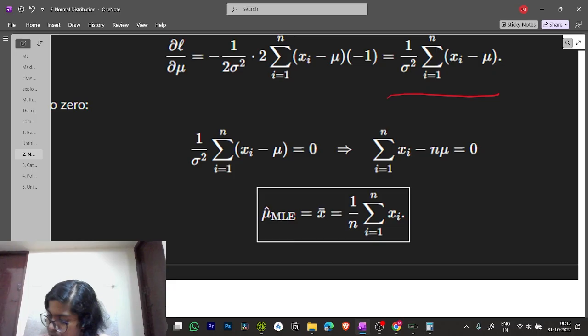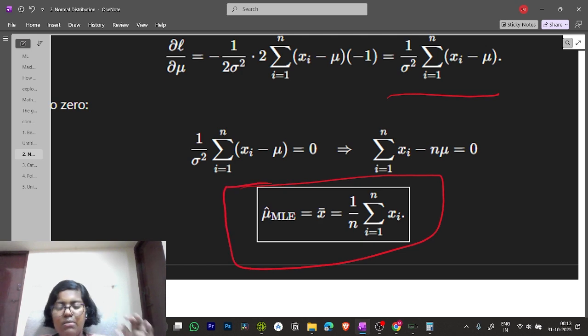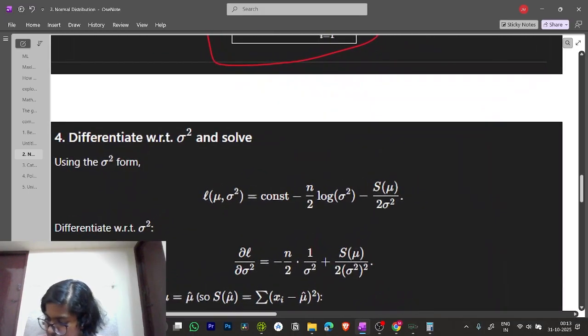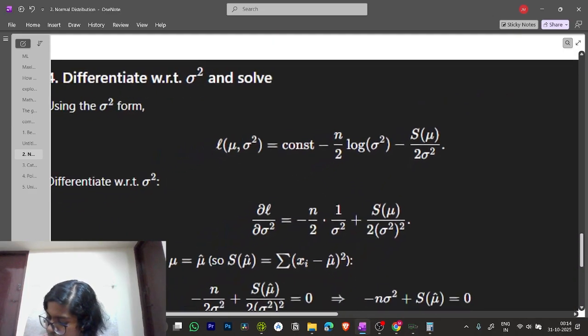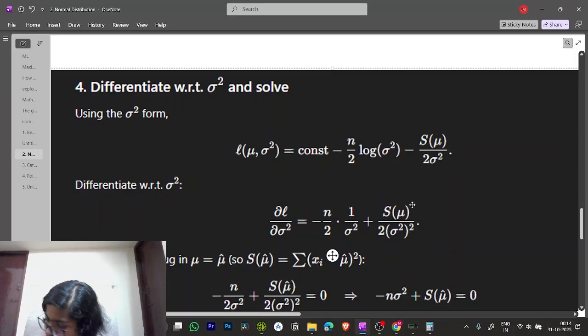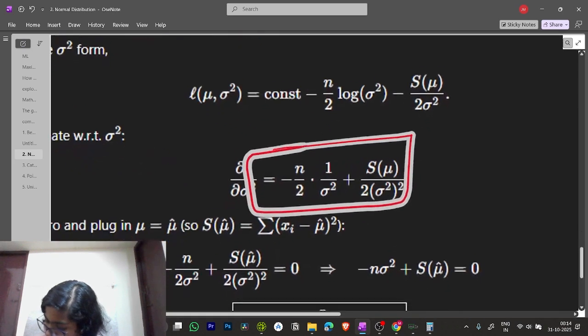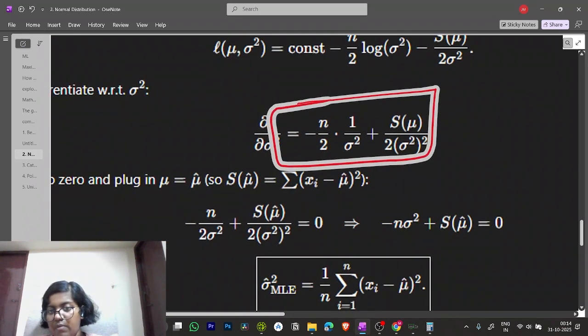Now we equate it to 0, and on equating you get mu MLE, that is the maximum likelihood value of mu, is going to be this, which is nothing but the mean value itself. Next, we are differentiating with respect to sigma. On doing that, you get this, and you equate it to 0. We're not differentiating with respect to sigma, we are doing it with respect to sigma square.